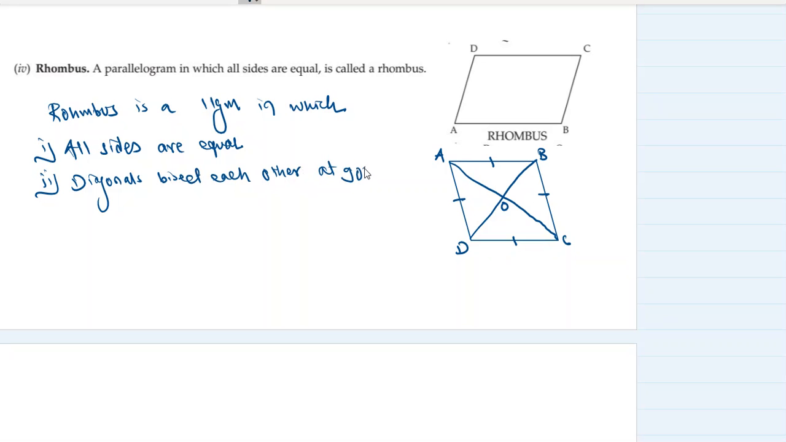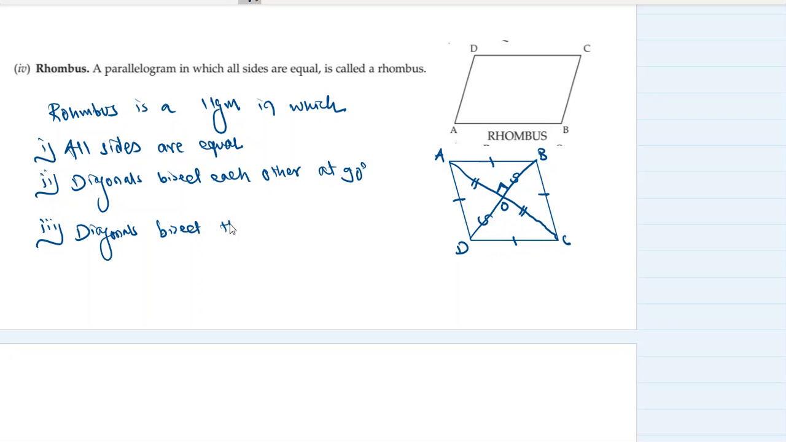at 90 डिग्री. डायगोनल एक दूसरे को कैसे कट करते हैं, कौन से एंगल पे बाइसेक्ट करते हैं, 90 डिग्री पे. ठीक है, so this AO is equal to OC and OB is equal to OD and they intersect each other at 90 degrees. ठीक है, diagonals bisect each other at right angles, diagonals are perpendicular to each other, ये सब करेक्ट है. ठीक है, so diagonals bisect each other at 90 degrees and that's one of the unique properties of a rhombus.